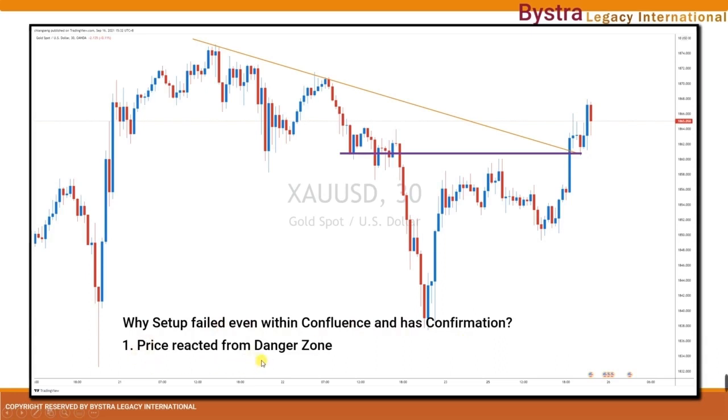Because price reacted from a danger zone, and it is also a very late retest. Price, instead of coming all the way down, should have just come somewhere around here, reacted a little bit, gone up, pulled back, taken this order and continued down. Then it would be much safer that way. Okay guys, so I hope this answers some of the questions. Remember guys, the danger zone you're going to learn later. This will be very crucial, and this is what Bystra Legacy International is all about.